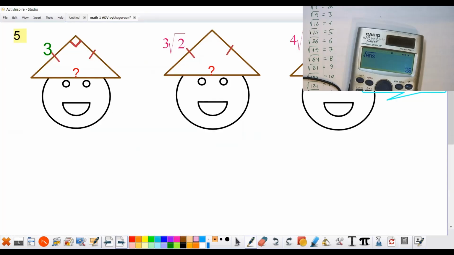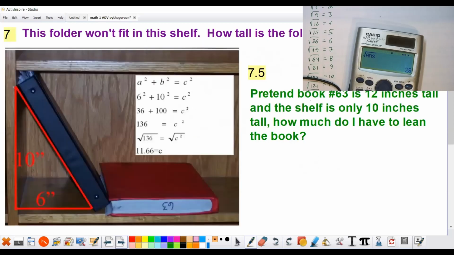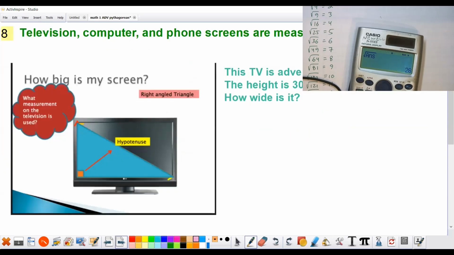Some more ones that get kind of sneaky and tricky. How long is the zip line? Once again, you could do that guy squared and that guy squared and take the square root. I'm going to skip. Another bookcase. So these are problems we did in class.